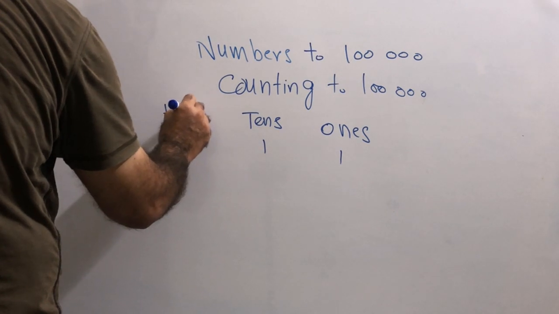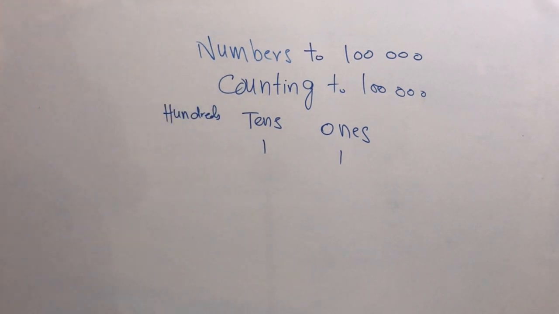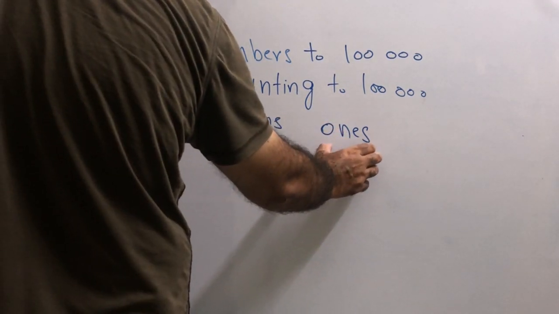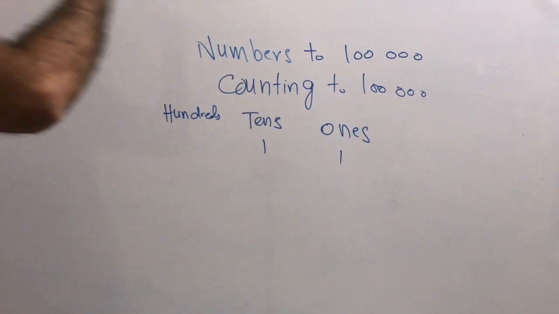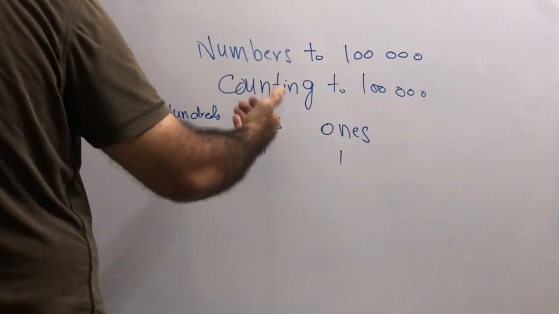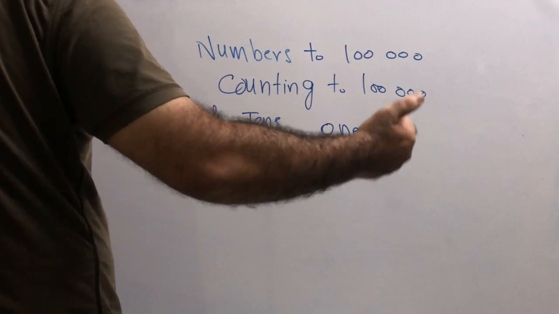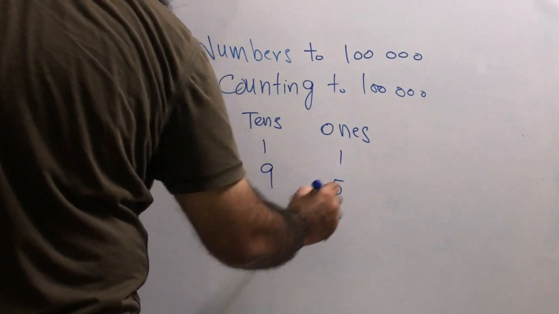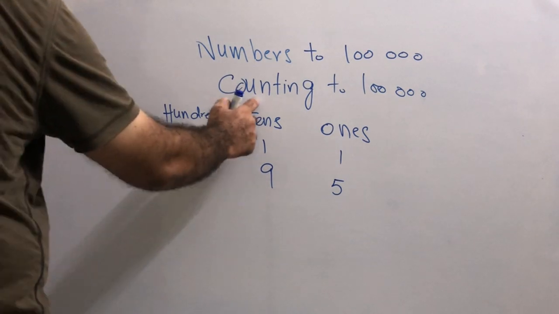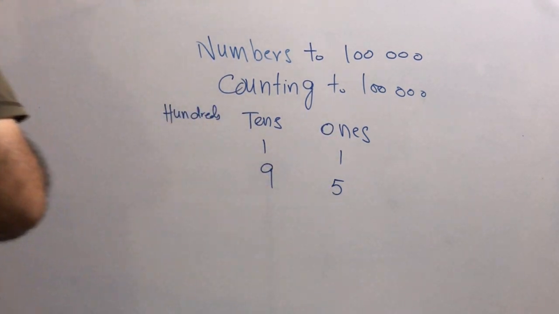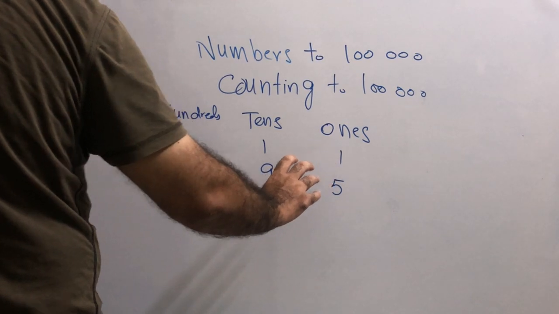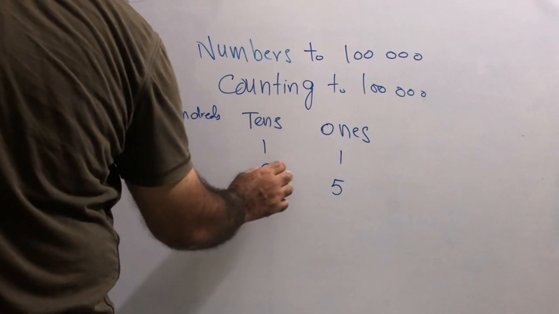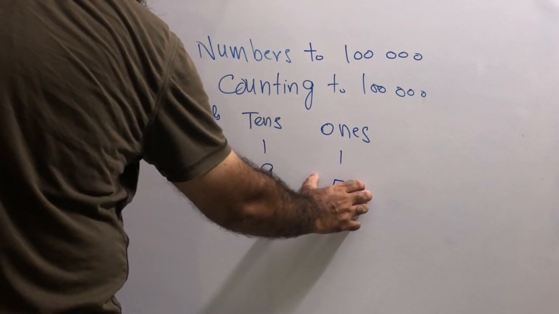We are moving to bigger values. Here we have small values 0 to 9. Then we move to bigger values like 10, 20, 30, 40, 50, 60, 70, 80, 90. If we write 9 here and 5 here, we say it is 95. It has 9 tens and 5 ones. How many tens in 95? 9 tens.